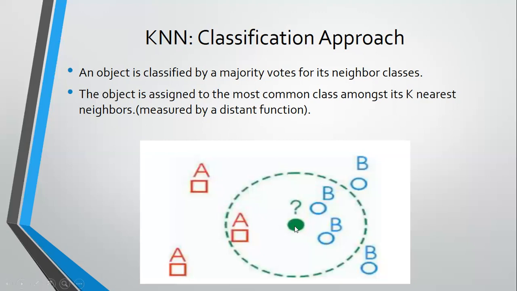Here we have to fix the K value, that is the number of neighbors we are going to consider for this classification. Suppose I take only two neighbors to classify this new or unknown data. These two data points are very close, the distance is very small. So we can say this new or unknown data may belong to class B. This is the concept we use in KNN classification.